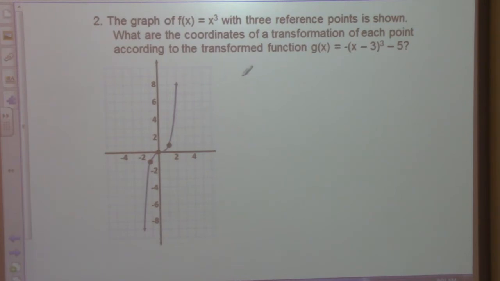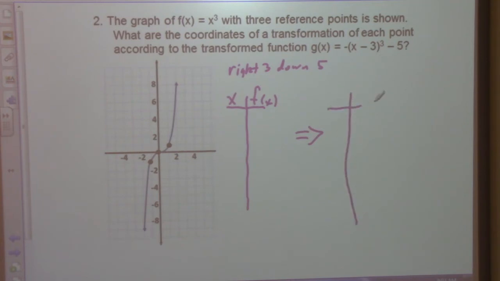Yeah, and so what I would do is what Braden said. I'd go right 3, down 5. One way you can do this is take a table and just use a transformation with the table. So you have x, f of x, and you want to change this into x, g of x, right? Because that's what we're looking for.